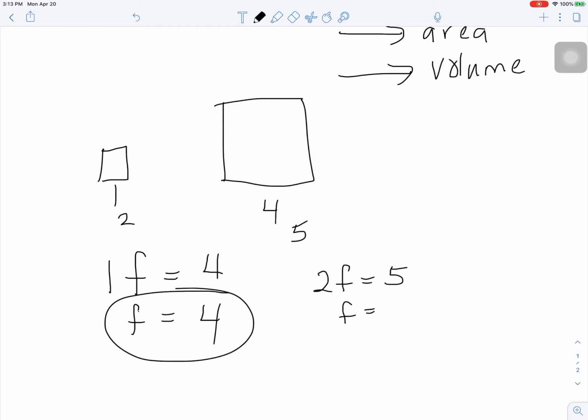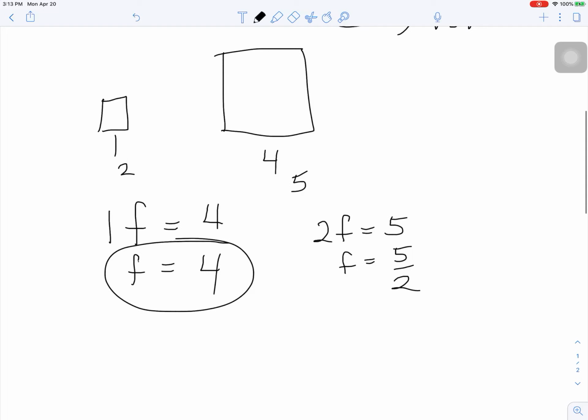So 2 times the scale factor equals 5. Well, that means that F equals 5 over 2, right? And that would give you 2 1/2 as your scale factor. So your scale factor is 2.5. Okay, so that gives you that idea.